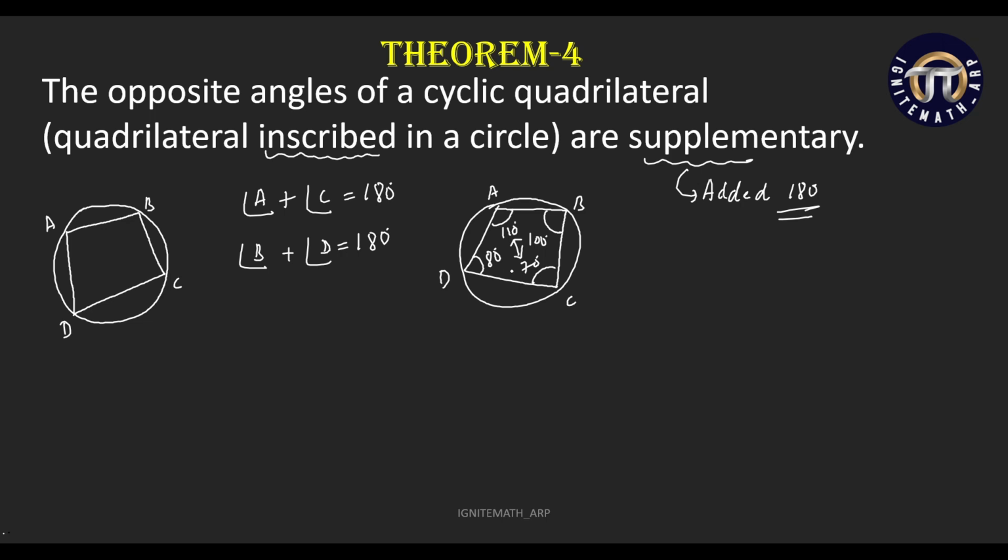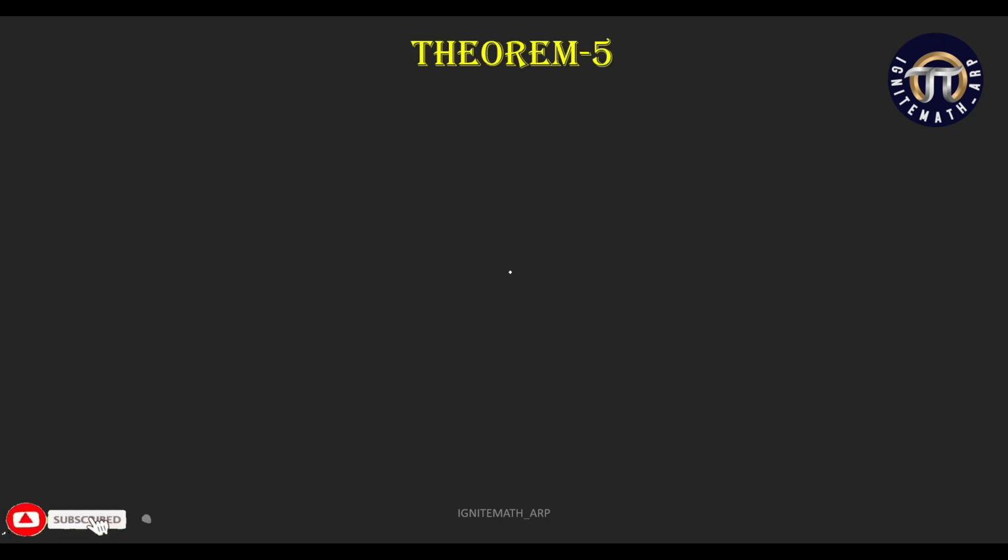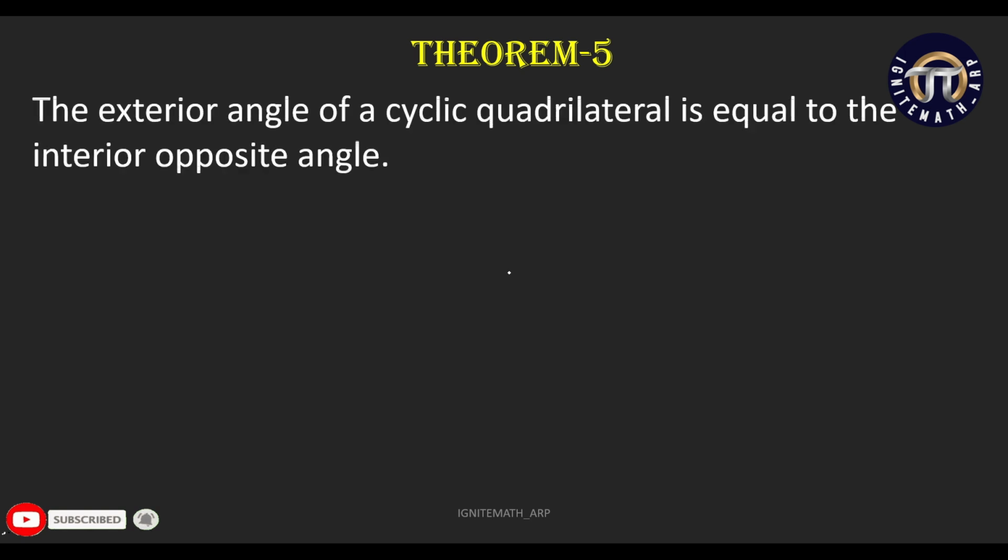Clear? Right. So now let us go to theorem number 5. So what is theorem number 5? Exterior angle of a cyclic quadrilateral is equal to the interior opposite angle. Right. So now I have a circle, then I'm inscribing a quadrilateral in it. That's why the inscribed quadrilateral is called a cyclic quadrilateral.